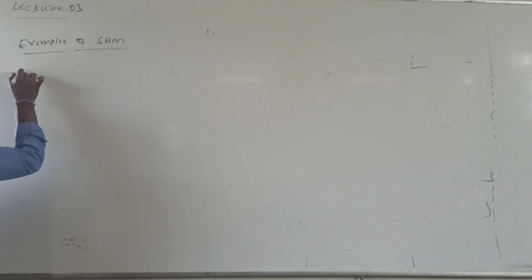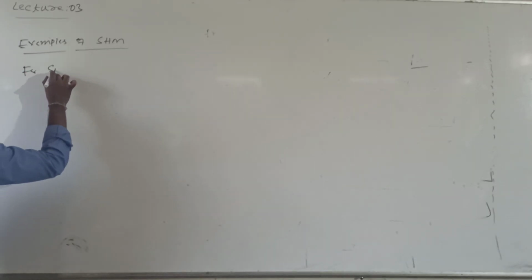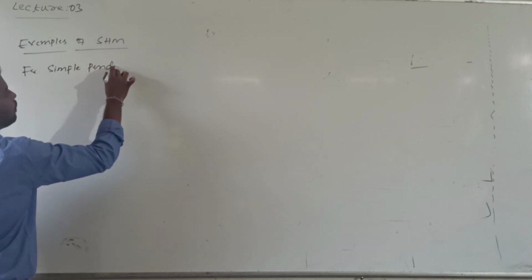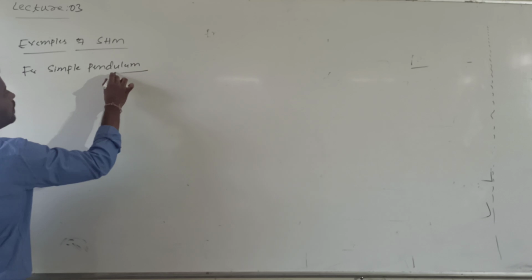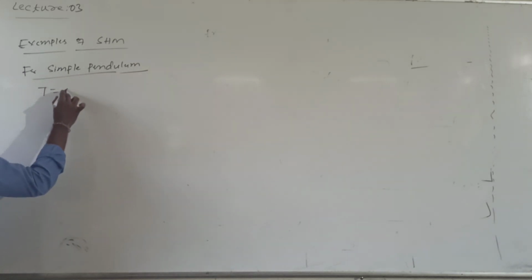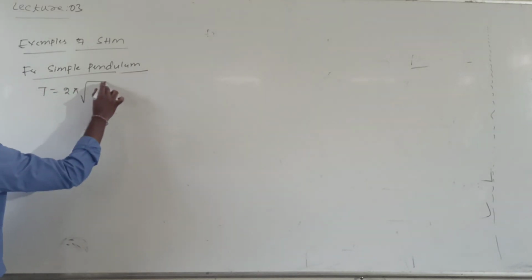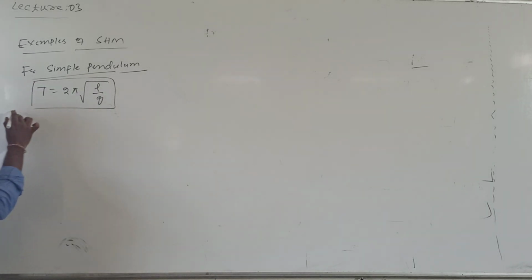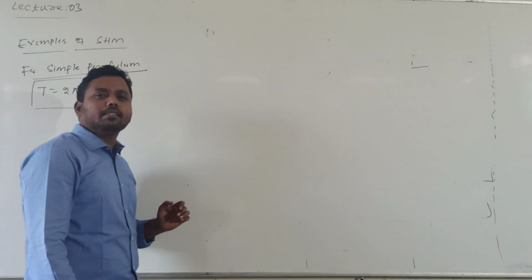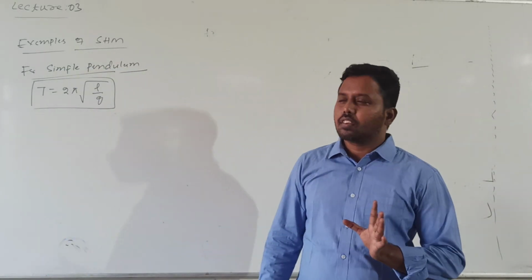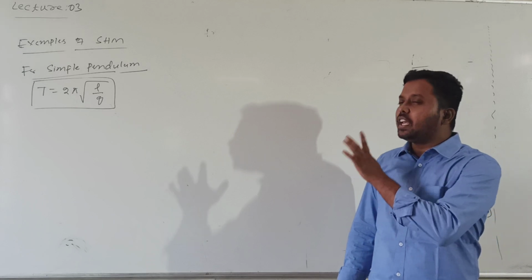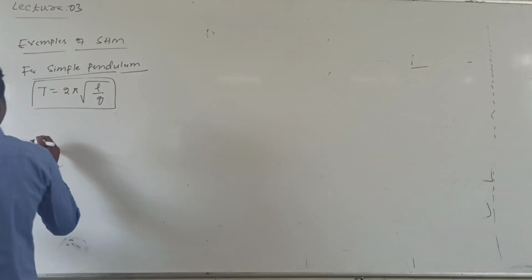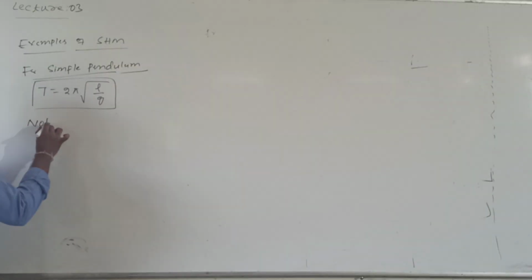Now let me come to our objective part. For simple pendulum, what is the expression for time period? T is equal to how much? 2 pi into root over L by g. Many application questions can be asked based on this time period. Now this part is very important. So now you see, I will write all these points under note.